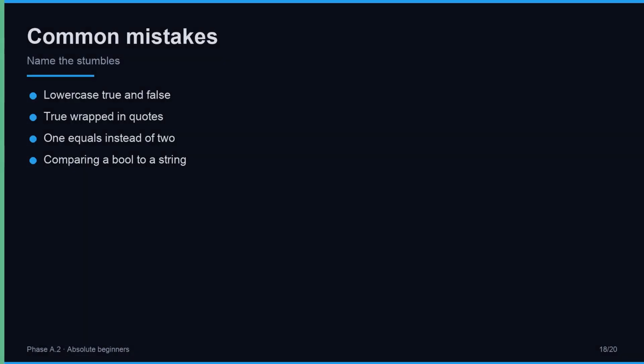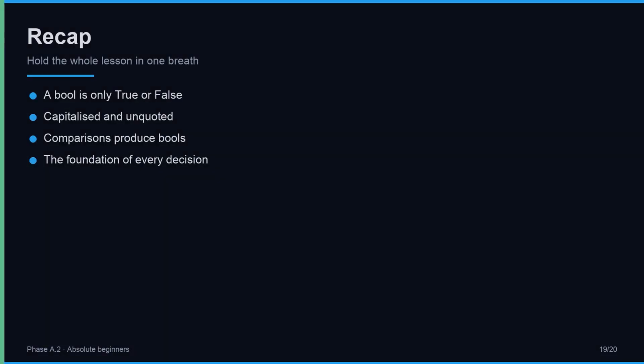A few traps to name. Lowercase true and false, which are not the bools. True and false wrapped in quotes, which are strings, not bools. Confusing 1 equals with 2 equals, assigning when you meant to ask. And comparing a bool to a string, like true against quote true. None of these are disasters, they are the standard early stumbles, and spotting them now saves hours later. Name the stumbles.